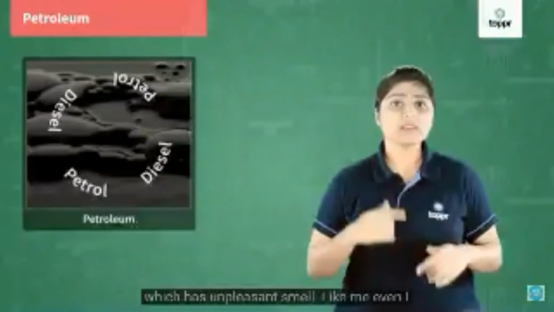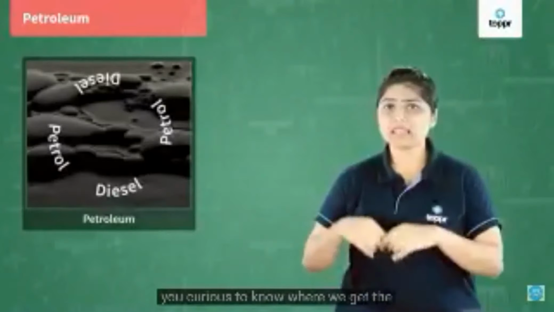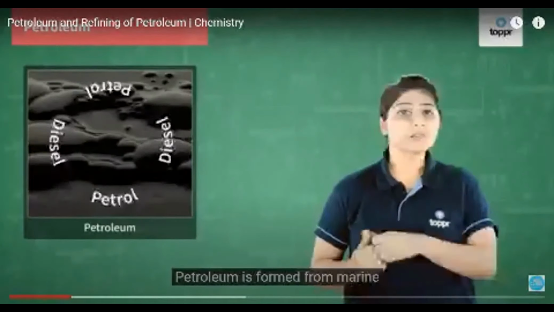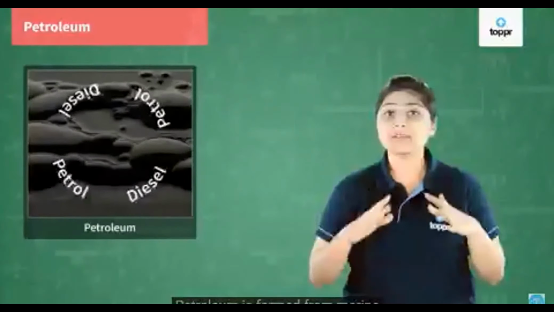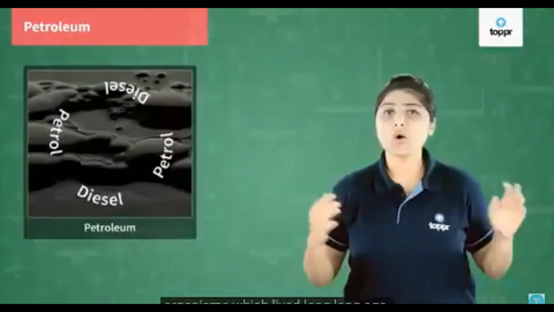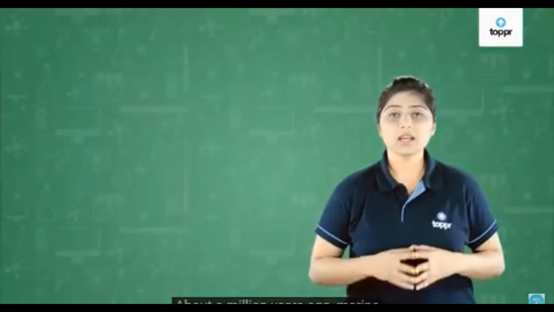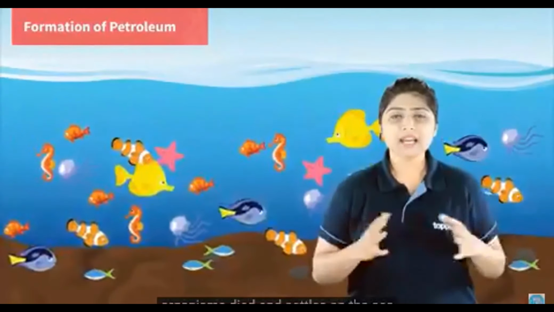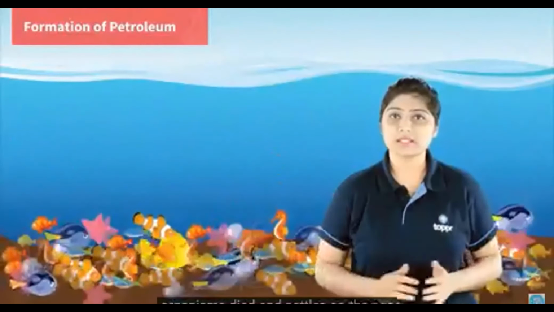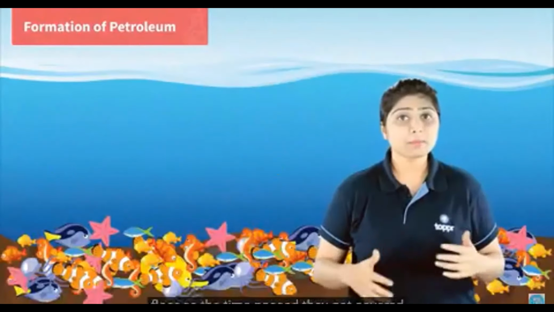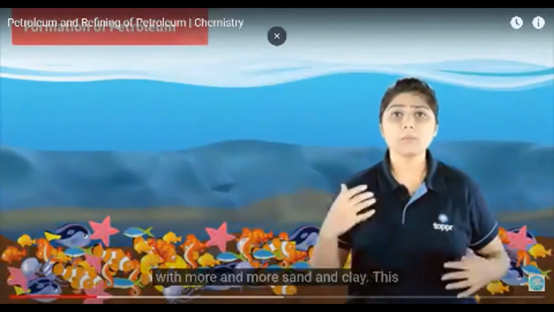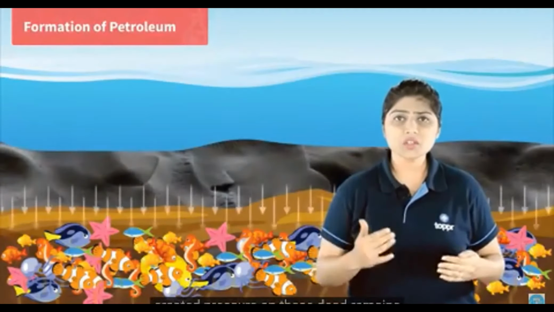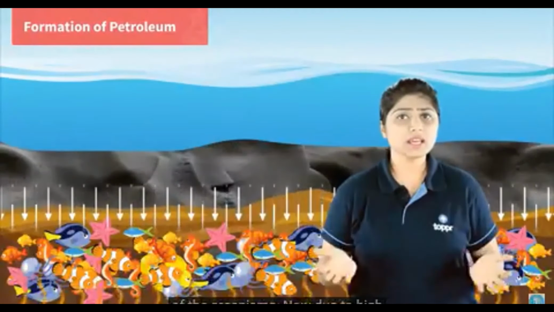Like me, are you curious to know where we get this petroleum from or how it is formed? Petroleum is formed from marine organisms which lived long, long ago. About a million years ago, marine organisms died and settled on the sea floor. As time passed, they got covered with more and more sand and clay. This created pressure on these dead remains of the organisms.